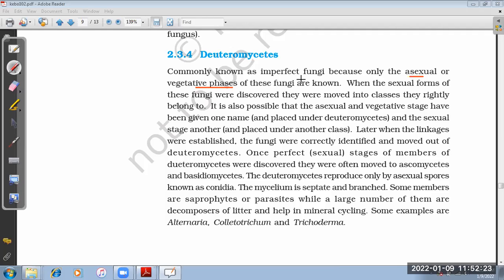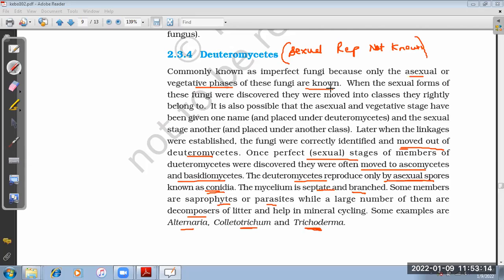But tomorrow, if you come to know the sexual reproduction, then you can move it out of Deuteromycetes to Ascomycetes or Basidiomycetes once you discover it. So Deuteromycetes reproduce only by asexual mechanism, by conidia. They're saprophytes or parasites, decomposers also. Examples here: Alternaria, Trichoderma, very important. So what is known? Asexual and vegetative phases are known. Got this point? Yes, ma'am. Okay.